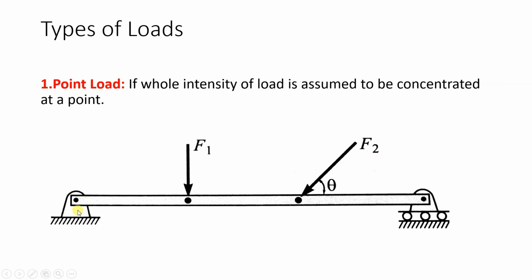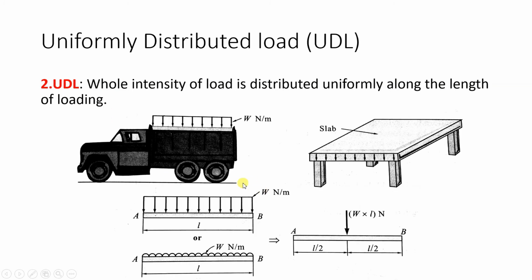And this is which type of beam? One end is hinged and the other end has a roller support. So it will be a simply supported beam with point load. Next example, uniformly distributed load. It is also called UDL.